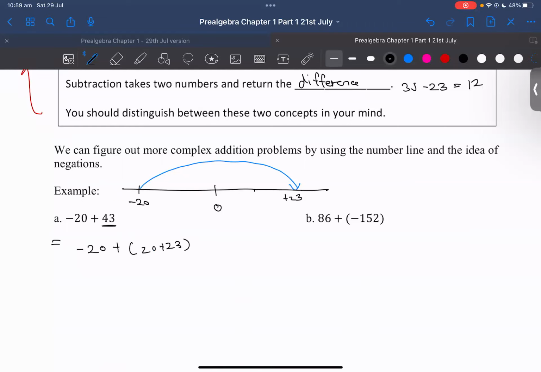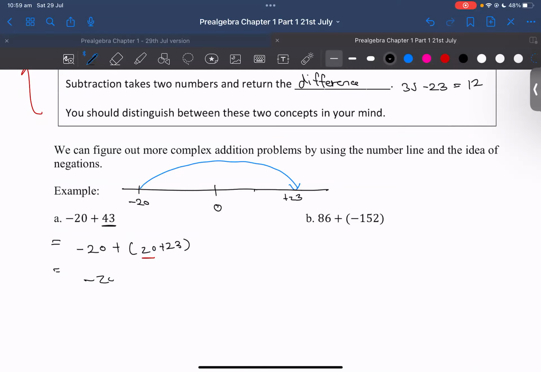Right? And remember, what's the negation of negative 20? Johnny? Negative 20. 20. Yeah, we have 20 here now, but broken down to negation and another number. Right? And if you add the negation with the normal number, what are you going to get?